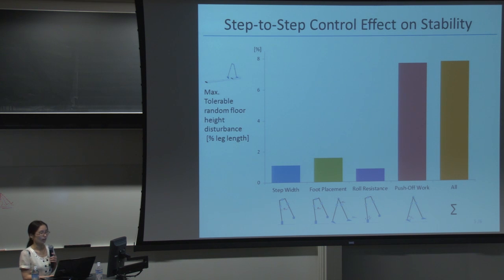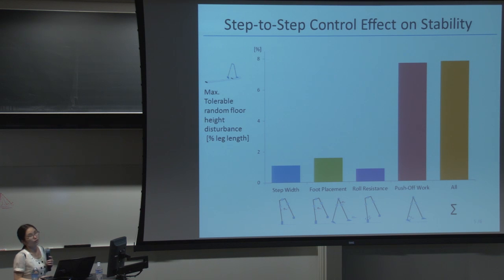As you can see here, compared to the foot placement, the ankle push-up work control can accommodate 5 times larger disturbance. And we even tried 1,000 steps for the push-up work controller, and the model can handle more than 6% leg length disturbance. This suggests that the modulation of work in the prosthetic ankle can be a very effective way to stabilize amputee's gait.